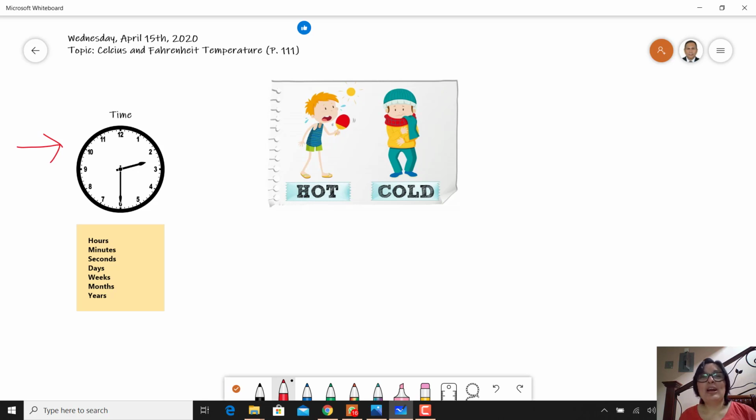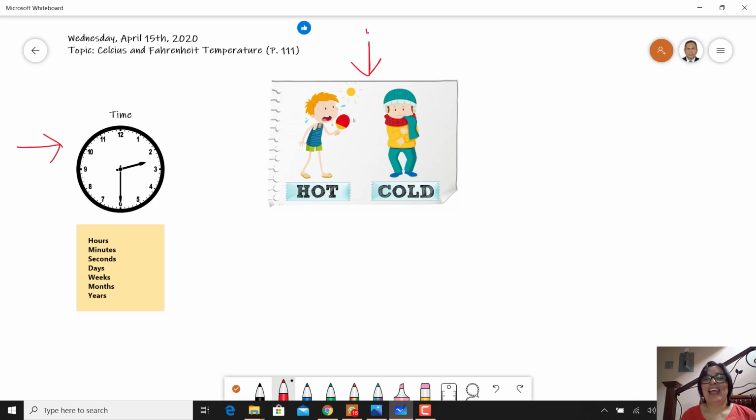But today we are going to talk about another thing. We are going to talk about temperature. So, what instrument do you use to know if something is hot or cold? Maybe you can use your previous knowledge, what you already know about objects. Some things you already know are hot or cold. But if you want to know exactly the temperature of that object, what do you have to use? Or for example, the temperature of the climate.